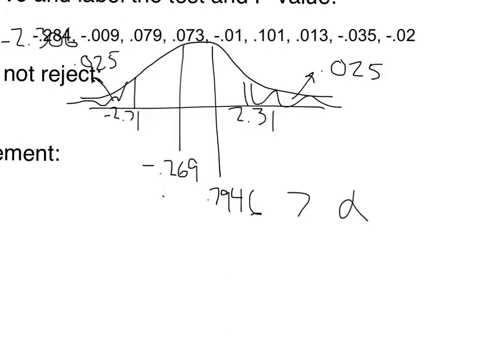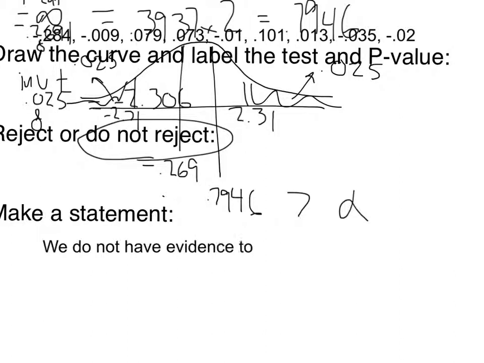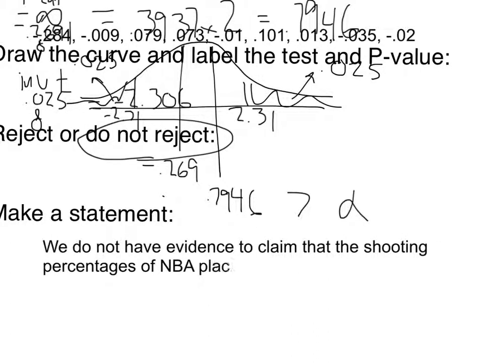Given these results, we are not going to reject. And we're going to write a statement here. Since we cannot reject, we're going to say we do not have evidence to claim that the shooting percentages of NBA players are affected by aging.